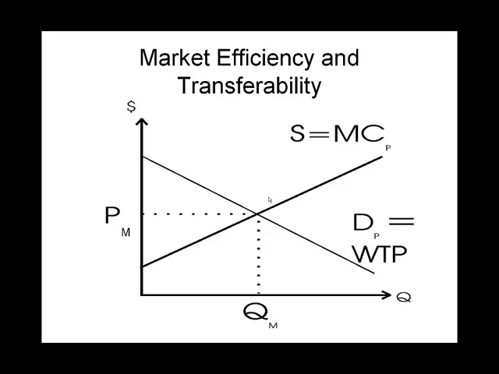Now let's think carefully about how these three property rights lead to the efficient outcome. Let's look first at the idea of transferability. Transferability means that the sellers of this good have the ability to transfer a unit, as many units as they want, from the producers of the good to the buyers of the good.